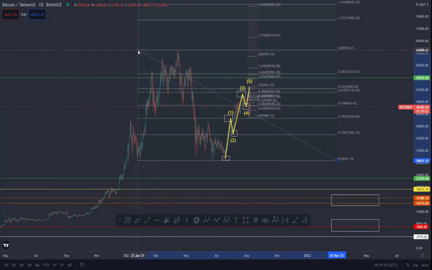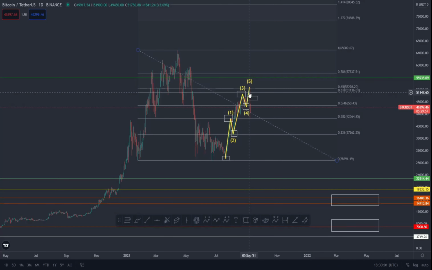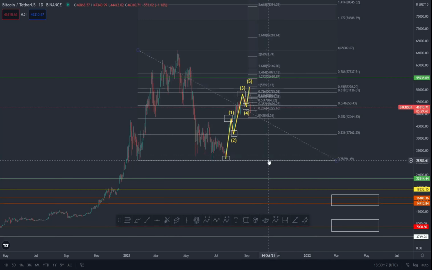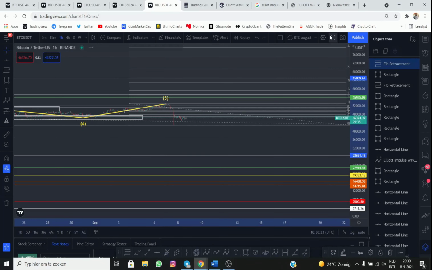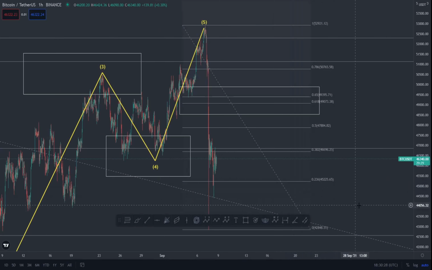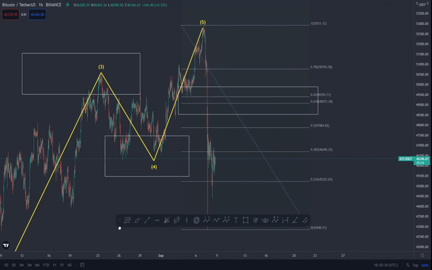So what I did on the lower time frame, I'm doing right now on the bigger time frame. And what do we see? We see that the price retraced back to these levels. All right, so let's add that back again. Let's go into the smaller time frame again. So let's delete this one. All right. So what can we expect?